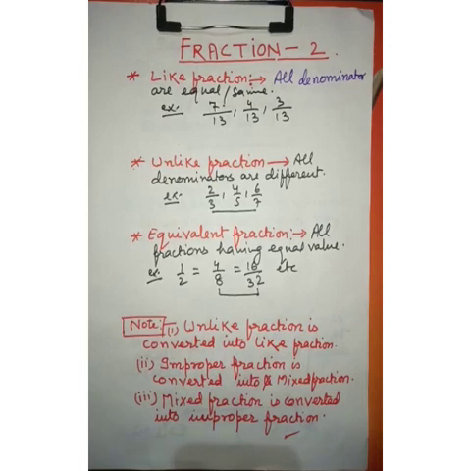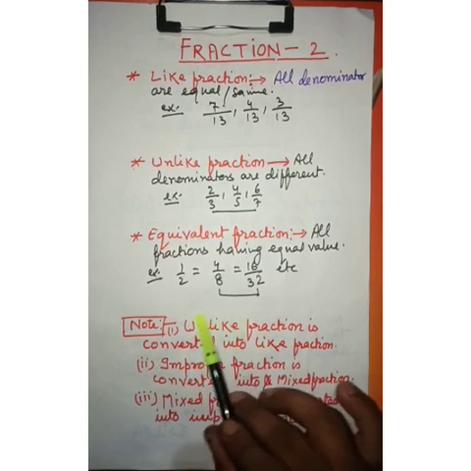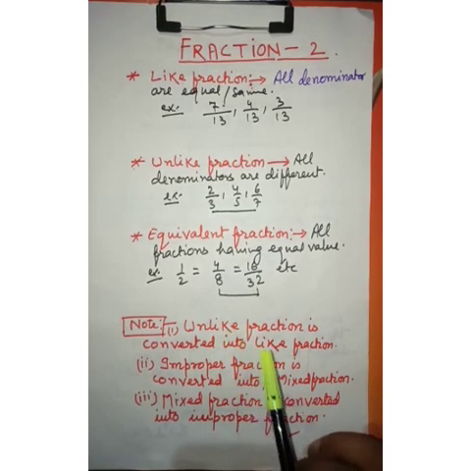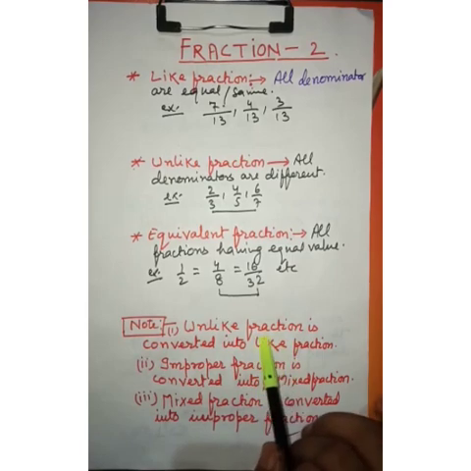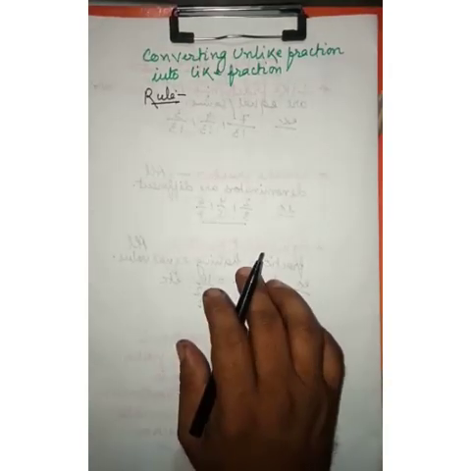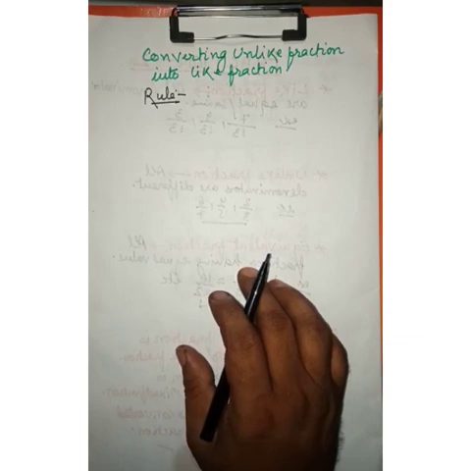Okay student, now unlike fraction is converted into like fraction. Means in unlike fraction, all the denominators are different, so we have to convert all the denominators so that it becomes like fraction, where all the denominators are the same. So see how to convert into like fraction. Converting unlike fraction into like fraction.